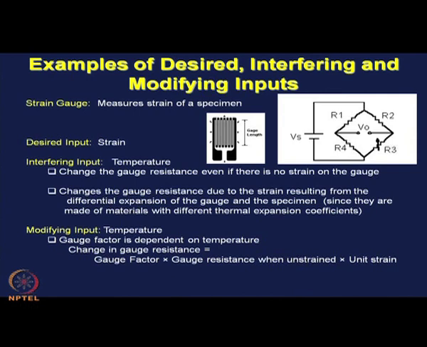Temperature also works as a modifying input here, because gauge factor is dependent on temperature. We can define the gauge factor of this strain gauge as: change in gauge resistance is equal to gauge factor multiplied by gauge resistance when unstrained multiplied by unit strain. Since gauge factor depends on temperature, so temperature will work as a modifying input.